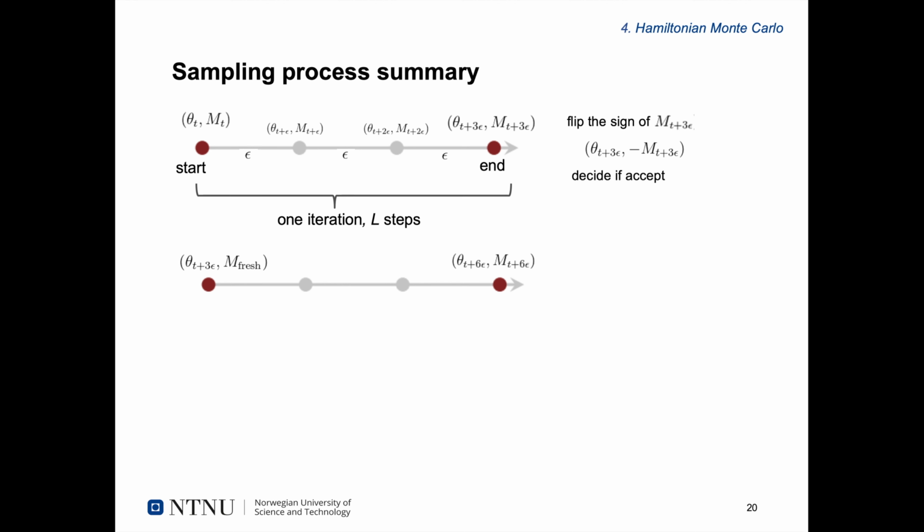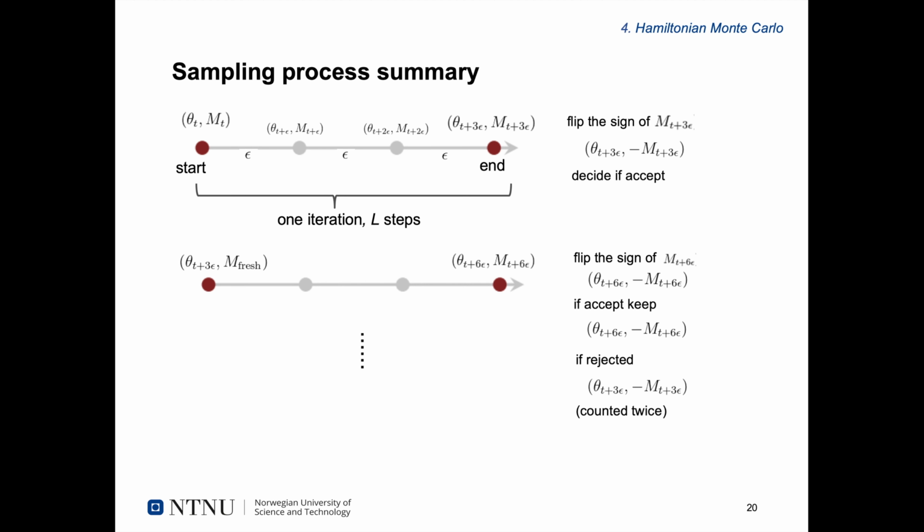Then, at the beginning of the next iteration, we use theta at t plus 3 epsilon as our current position and draw a fresh value for m. Then we repeat the leapfrog algorithm and end this iteration with another proposal. If this proposal is rejected, we save the previous sample in memory again, which means this sample is counted twice for posterior analysis. And we repeat this process for many iterations.